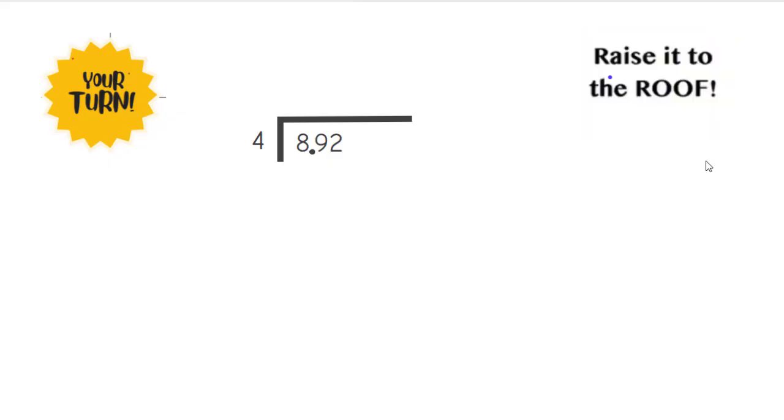The first thing we do, if you watched the lesson video, is raise it to the roof. What does that mean? That means that you take that decimal that's here as the dividend and you raise the decimal in the exact same place to the roof. That's all you have to remember. If you remember raise it to the roof, you've got it. Now I just do long division.